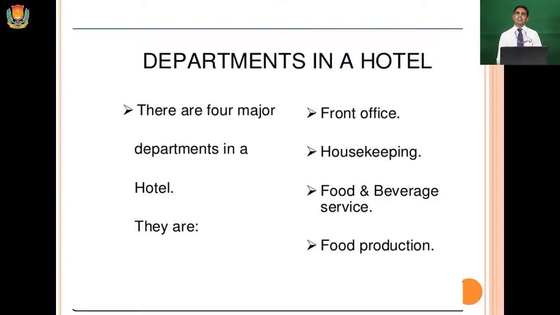Then we have the Sales and Marketing Department. The Sales and Marketing Department is basically responsible to sell our rooms, our restaurants, banquets, and our meeting rooms for conferencing. So this is the responsibility of the Sales and Marketing Department. Apart from that, we have the Purchase Department. The Purchase Department is responsible for purchasing the products that are required for running the operation. Then we have the Security Department. The Security Department is again responsible for our hotel, for our security and safety purposes. It is very important. So these are the back supporting departments, and major departments also.